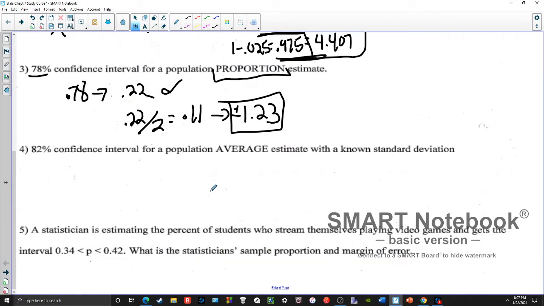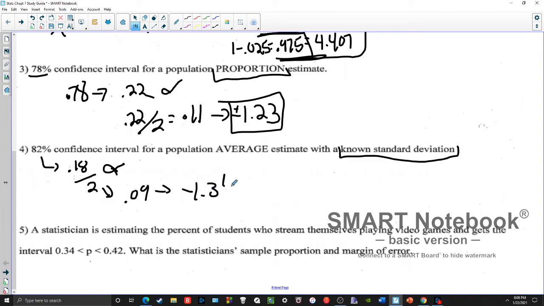82% confidence interval for a population average with a known standard deviation. If you know the standard deviation, we're going to assume that means of the population, then you can use a z-score for this as well. So you can use z-scores for population averages as long as you know the standard deviation. 82% confident would leave me with a 0.18 alpha, which when divided by 2 gives me 0.09. Just to save you some trouble, if you look this up in the table, you end up getting negative 1.34. Or at least that's the closest I found that I could get.